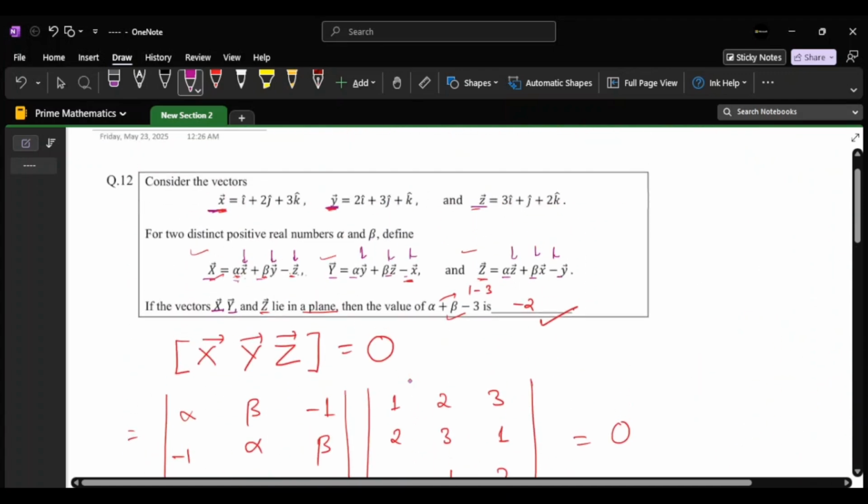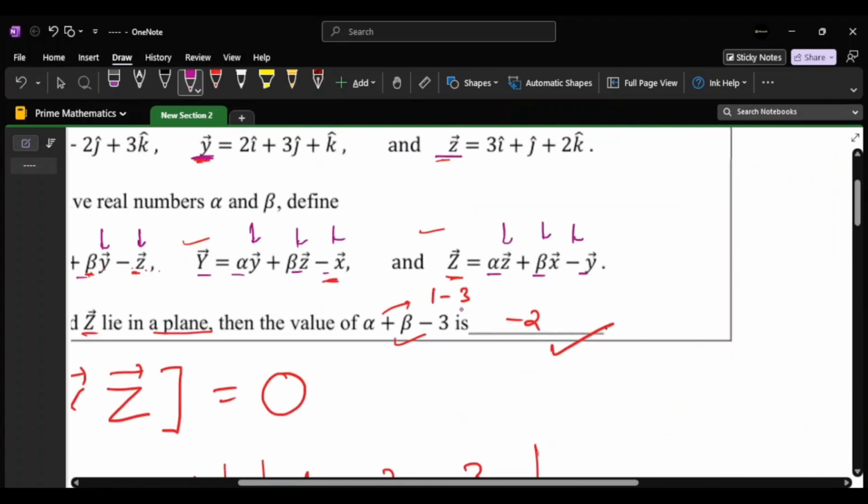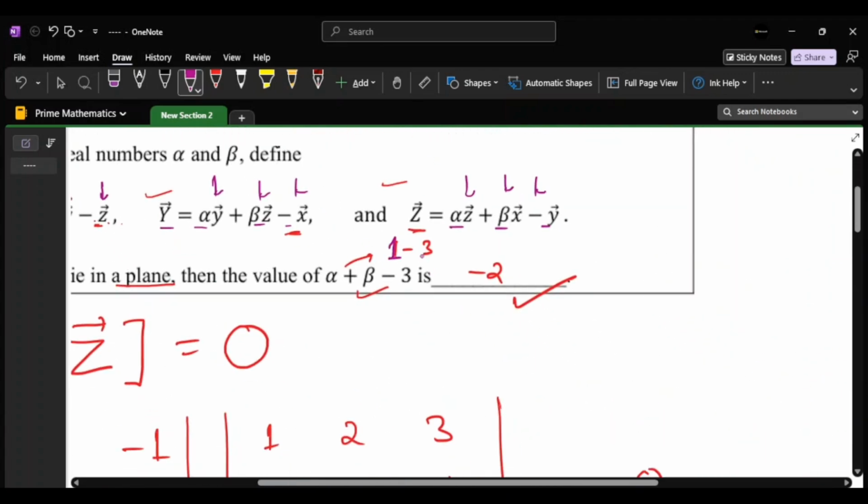Now using this condition, we get alpha plus beta is 1 minus 3, which will be minus 2. I hope it is clear.